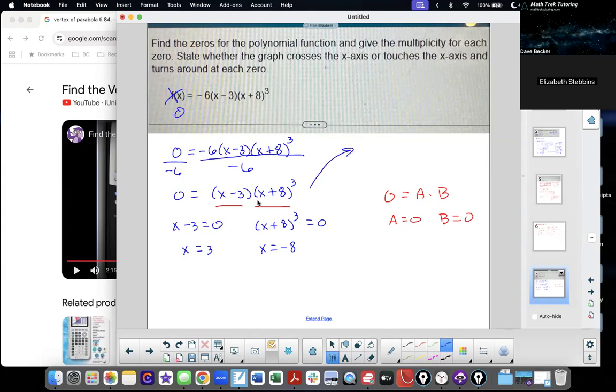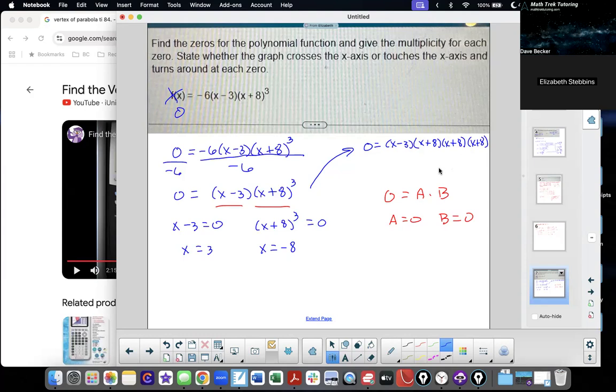Well, we could write this out as 0 equals (x minus 3)(x plus 8) cubed. (x plus 8) cubed is really (x plus 8)(x plus 8)(x plus 8), right? And we could set each of these equal to 0, and we would get x equals -8 three times, wouldn't we? Yes. So technically, it's a solution 3 times.